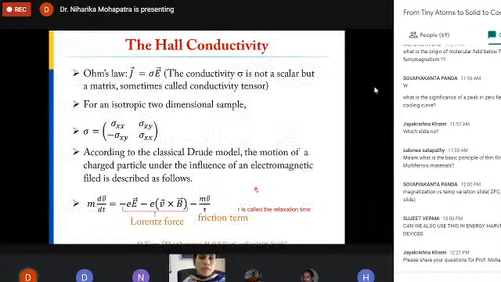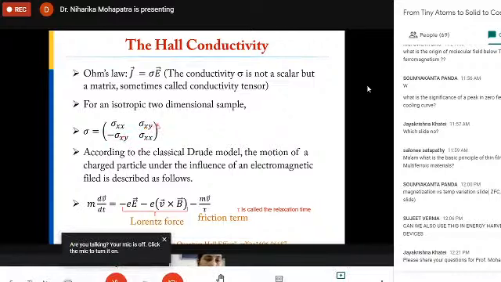So let us try to understand this Hall conductivity a little bit. From the simple Ohm's law you get J equals sigma E, where sigma represents the conductivity. If you have a very isotropic material, you just write sigma. But in general, for a two-dimensional sheet, this conductivity is not a constant. It is actually a tensor in any material. So you have sigma xx as the diagonal term, and sigma xy as the off-diagonal term.